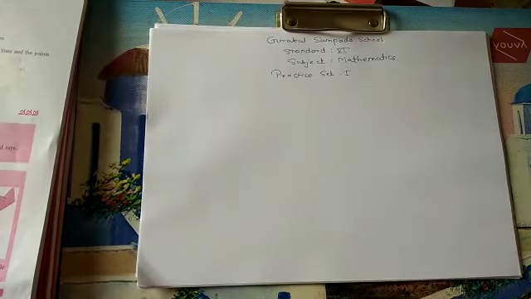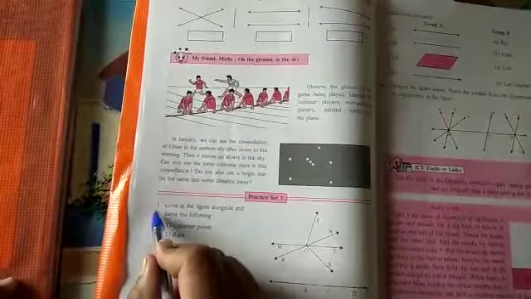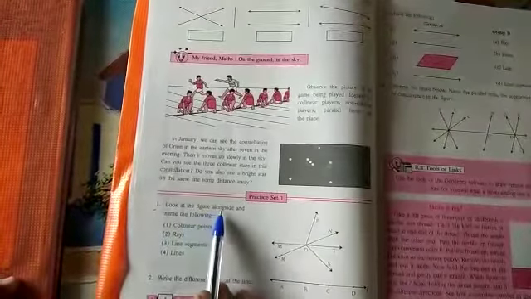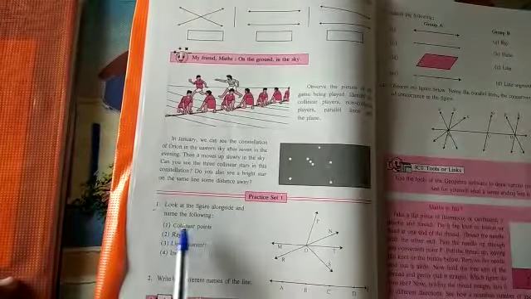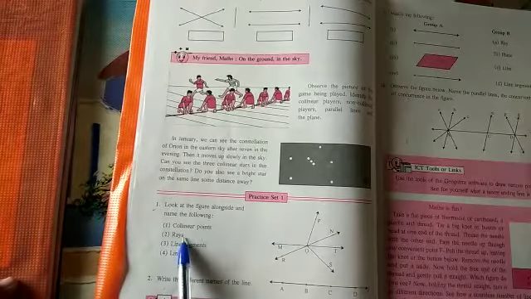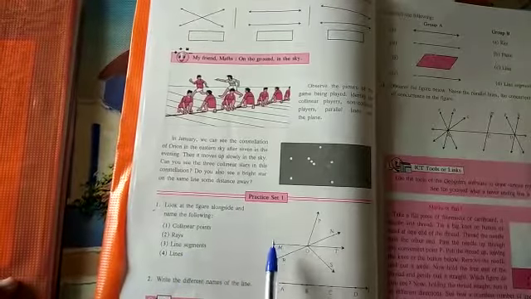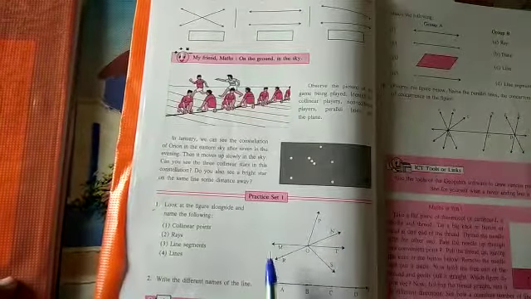Today we are going to learn the subject mathematics, and in that we are solving practice set 1. First, see the question. In practice set 1, what is question 1? Look at the figure alongside and name the following. First, collinear points. Second, rays. Third, line segments. And fourth, lines. For that, we are given this figure.